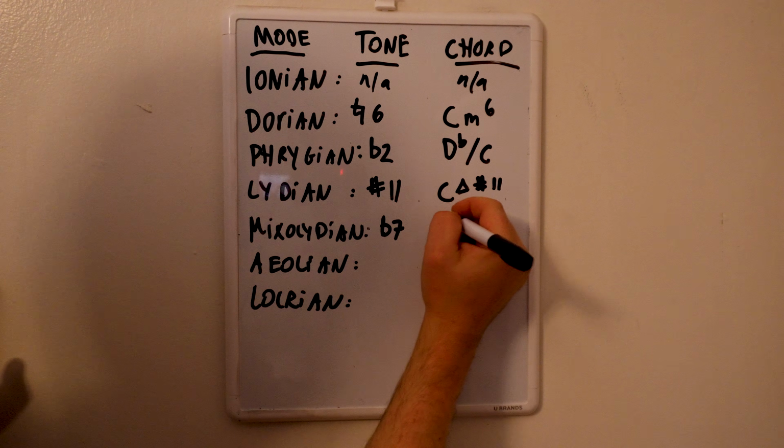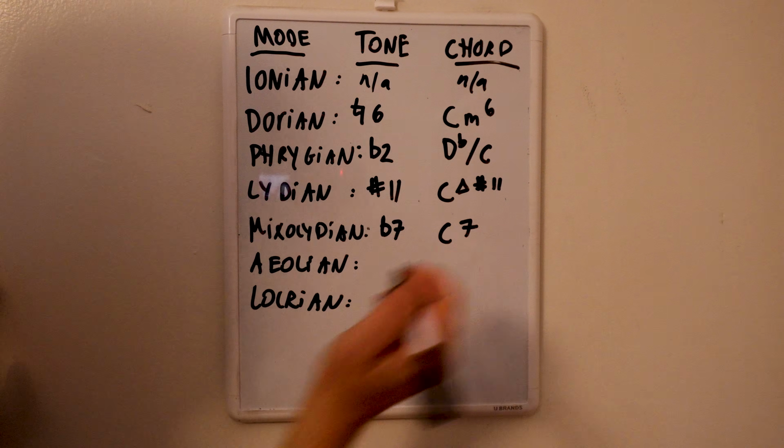The flat 7 is going to yield C7. That's for Mixolydian. This mode is defined by a major third and the flat 7. That's what makes it different from regular major, right? Regular C major would have a B natural. Now this one has a flat 7.